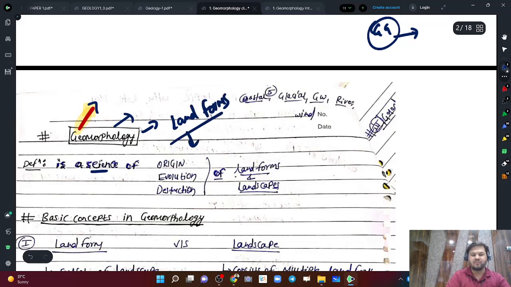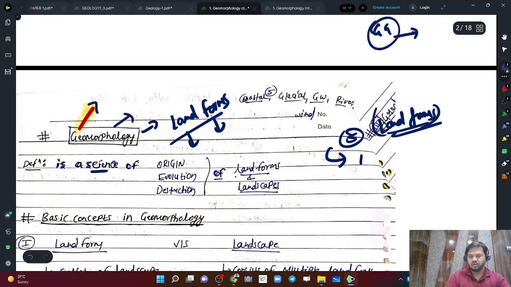So, forms you understand. It is again morphology and forms. So what are the features on the land, which we call landforms? Can somebody tell me some examples of landforms? Tell me five examples of landforms. What is a landform?